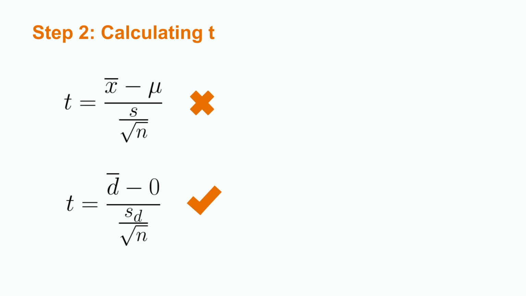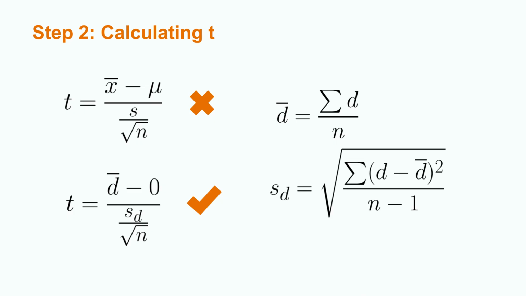The d in this formula stands for difference. The d bar in the formula is found by adding all differences and dividing by the number of differences. The standard deviation of d is found by taking the square root of the sum of all differences minus the mean difference squared and then dividing by n minus 1.